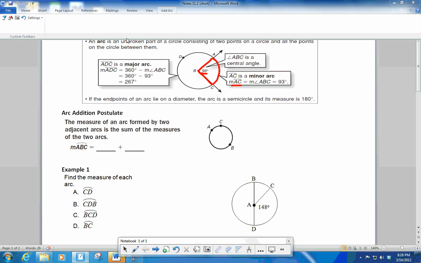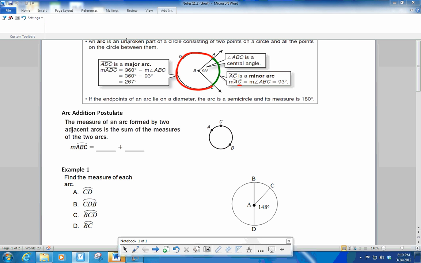A major arc is an arc that's 180 or more, and so that would be like arc ADC. I have to use 3 letters to talk about a major arc because otherwise they won't know to go in that direction. So if I just said arc AC, you wouldn't know if I meant arc AC, this green one, or arc ADC, the red one. So we have to use 3 letters so everybody knows.